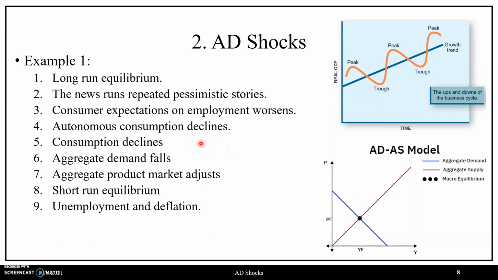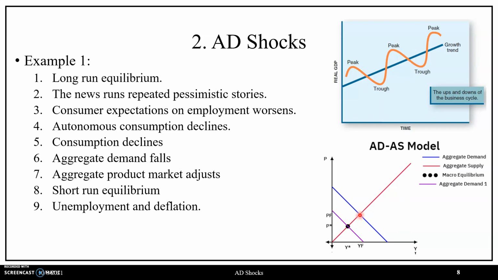With a downward shift of the consumption function, consumption declines, such that holding all other factors equal, that is investment, government spending, and net exports the same, we would expect a decline in aggregate demand. A decline in aggregate demand will be a leftward shift of the AD curve. So turning to our ADAS model, these pessimistic news stories alter consumer expectations for the worse, so we shift from AD to AD1 in purple, holding the average price level constant.